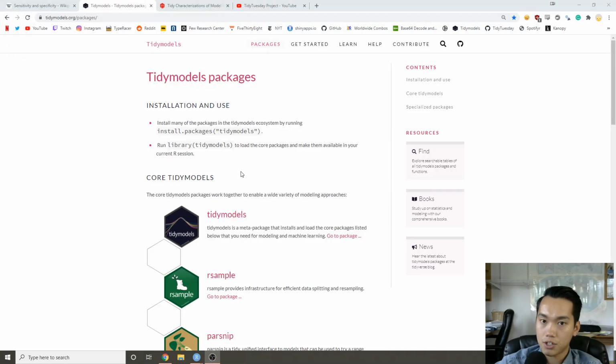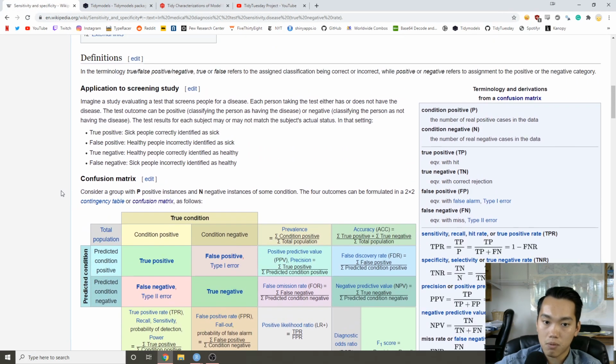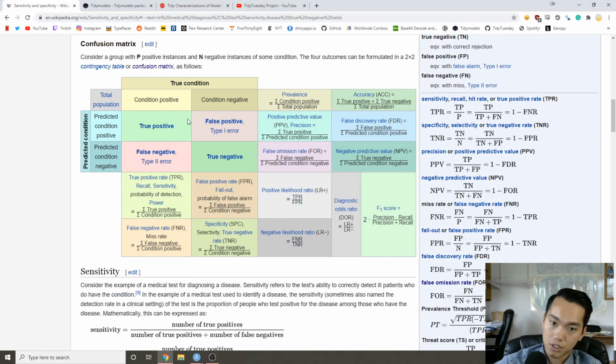Hey all, it's Andrew Couch here, and in this Tidy Tuesday video, we're not going to be looking at this week's dataset. Instead, we're going to continue to work on the Tidymodels packages and focus on classification models, specifically on the model metrics.